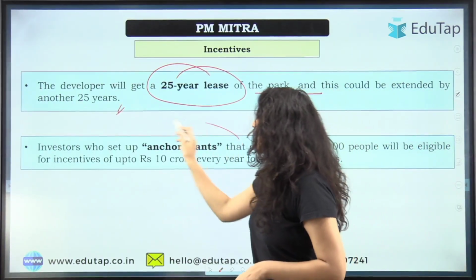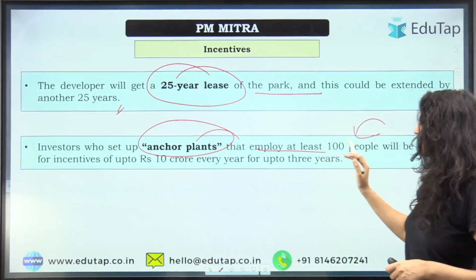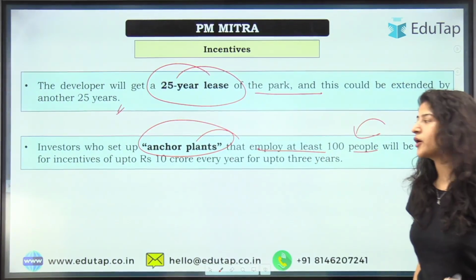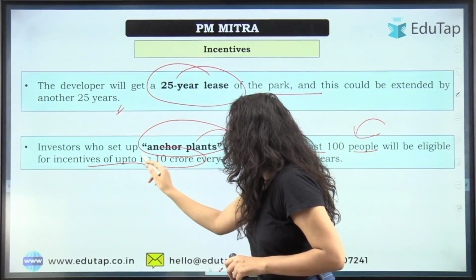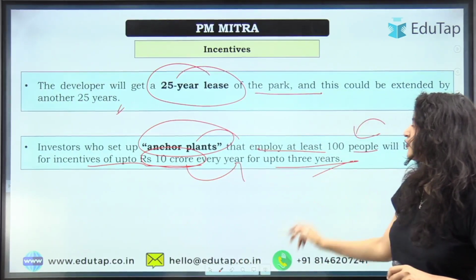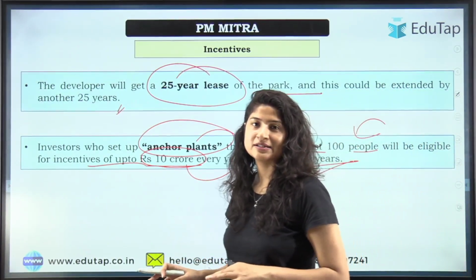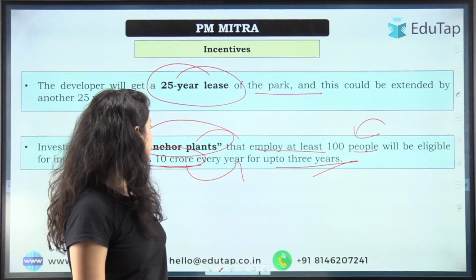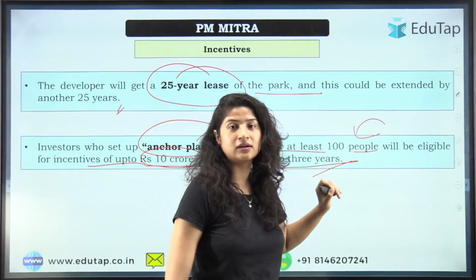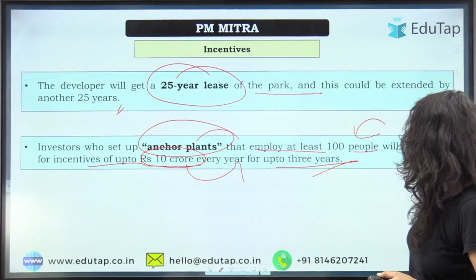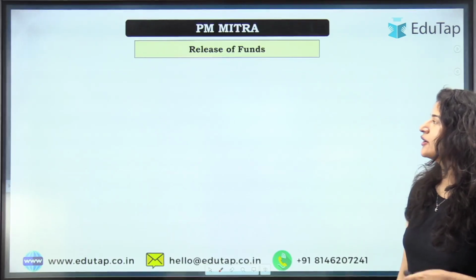And an investor who sets up the anchor plants that employ at least 100 people, some such kind of big plants where at least 100 people are employed, it gives employment generation to 100 people at least. In such cases, an incentive of up to 10 crore every year will be given for the next 3 years. Okay, so the basic idea is, along with developing the textile industry, employment generation should also be there, and that is why incentive for such anchor projects, plants where at least 100 people get employment, will be given up to 10 crore every year for the next 3 years. So I hope that is clear till now.